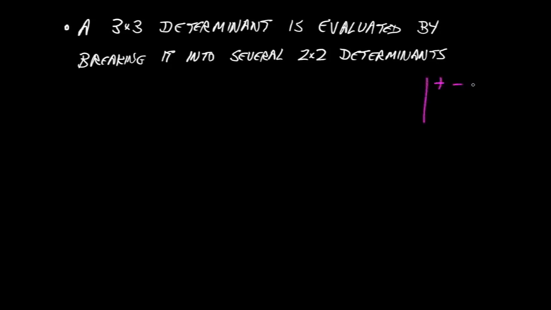Now I'm going to write out something here that's like a chessboard, but instead of black and white I have pluses and minuses. You'll see why in a moment. The thing to notice though is that we alternate plus minus along each row and each column in this 3 by 3 grid. Okay. So now let's work out a 3 by 3 determinant.